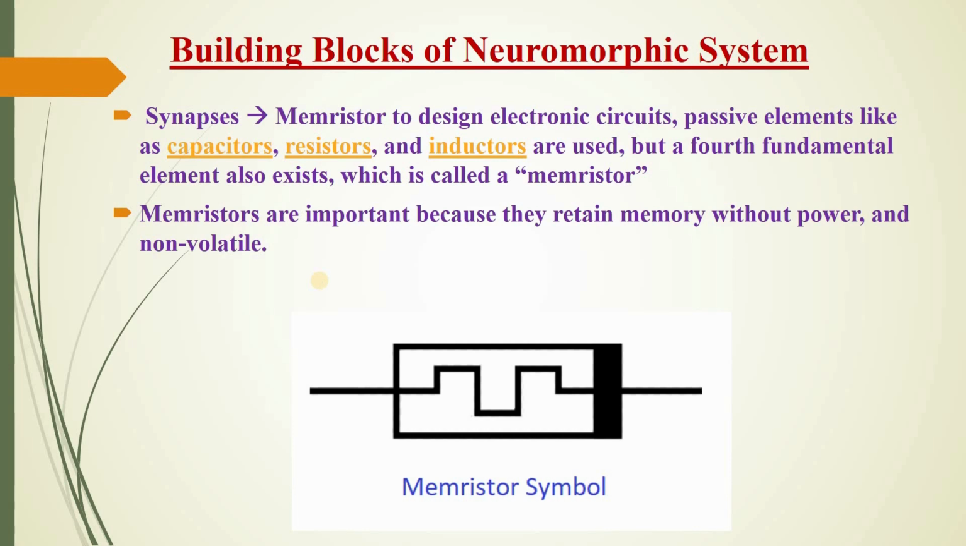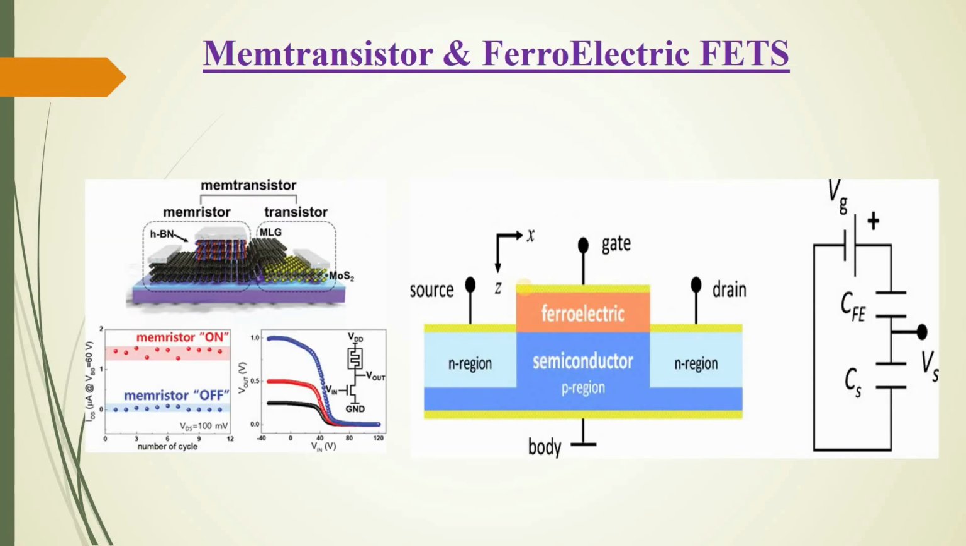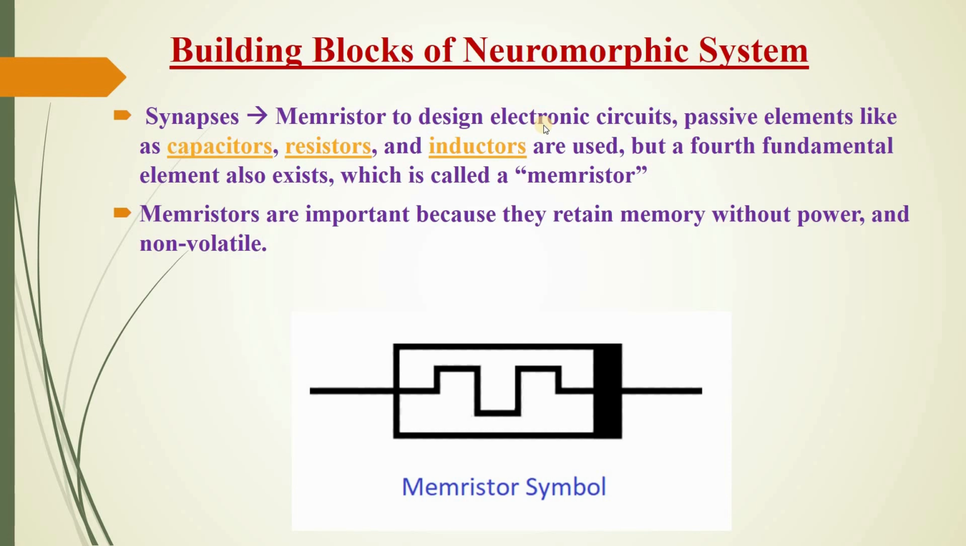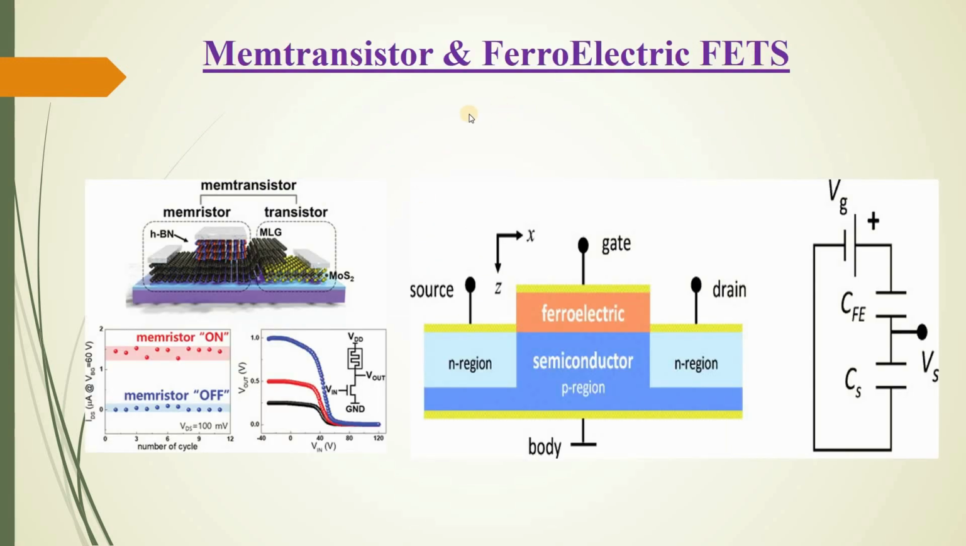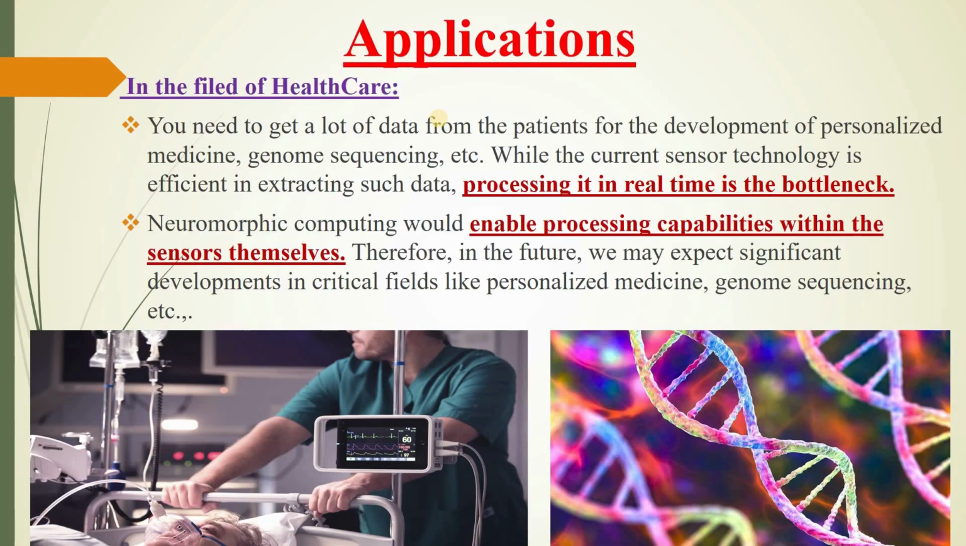Why? Because they retain memory without power, they are non-volatile. It is simply a two-terminal device. The units are the same, ohms only. Here mem means they have memory. Resistor means the normal resistor. That's it. So we are using memtransistors and ferroelectric FETs also as the basic building blocks of the neuromorphic system. If you want to build neuromorphic chips, memristors, memtransistors, and ferroelectric FETs are used, instead of resistors, capacitors, inductors and transistors. We are using these components.